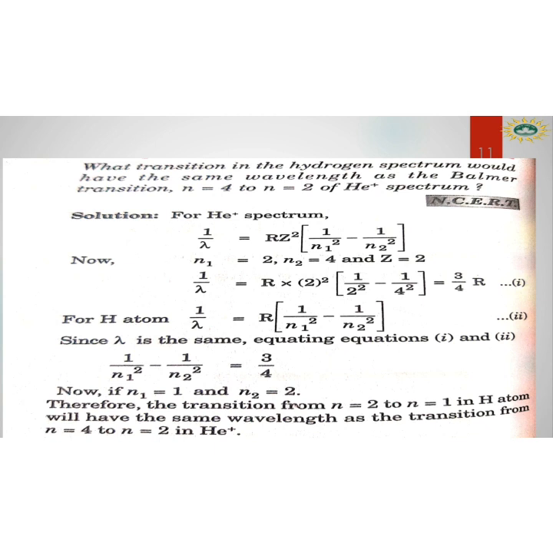Now you have to find out which transition in the hydrogen spectrum would give the same wavelength as the Balmer transition n is equal to 4 to n is equal to 2 for helium plus.